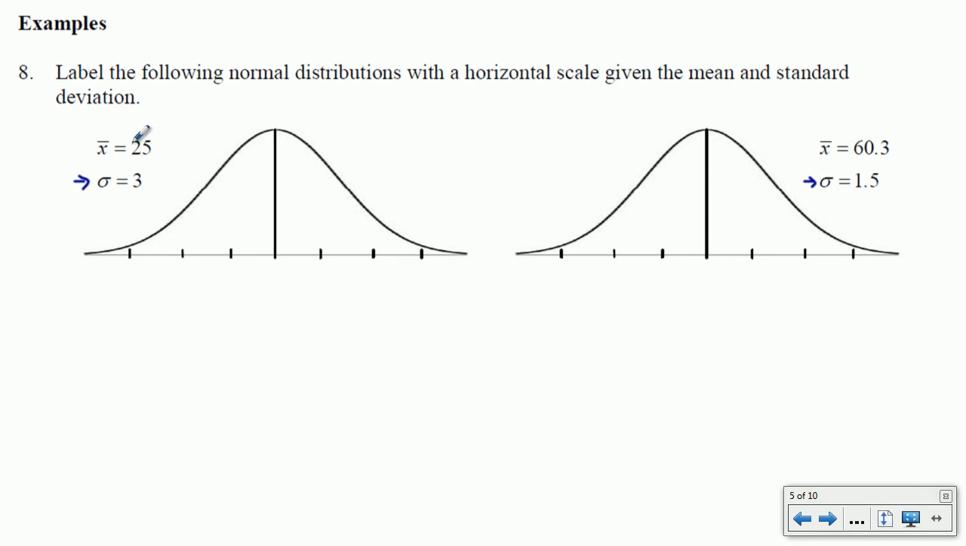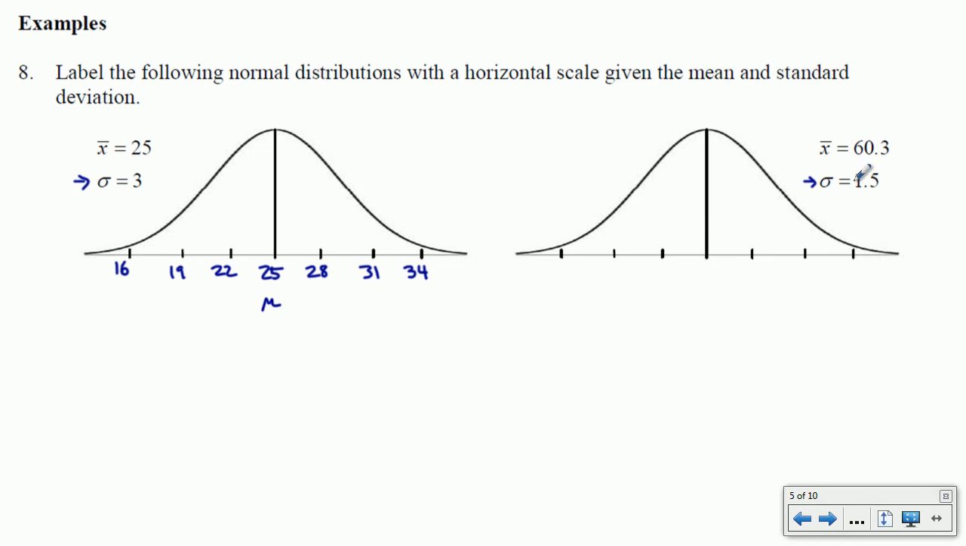With this question, we start from the middle and work our way out. The middle needs to be 25. 25 plus 3 would be 28. 28 plus another 3 would be 31. And 31 plus 3 would be 34. And now subtract 3. 25 minus 3 gives 22. 22 minus 3 gives 19, and 19 minus 3 gives 16.